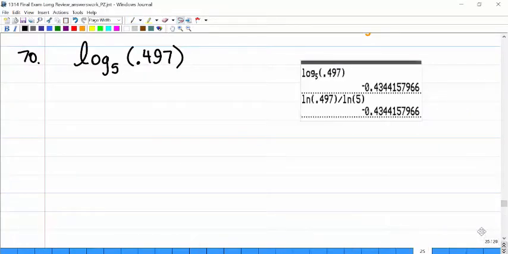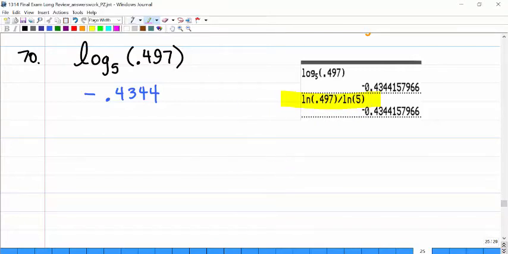For number 70, I need to approximate log base 5 of 0.497. I can do that a couple different ways on my calculator. If I have a new operating system on my calculator, I can type in log base 5 of 0.497 and I get the approximation, negative 0.4344. If I don't have a new operating system on my calculator, I have to do the change of base and type in natural log of 0.497 over natural log of 5.